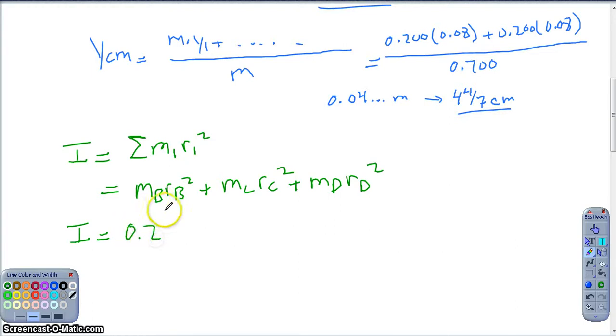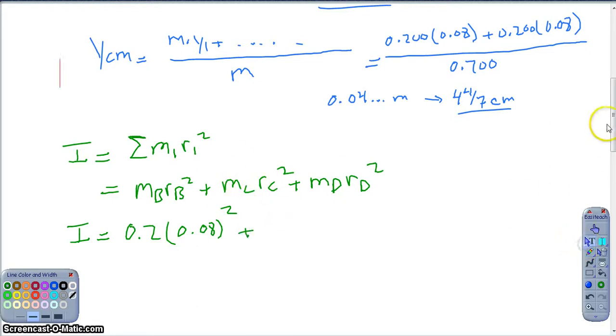But 0.200 kilograms again is the mass. Really, it's the mass for each one of these. The radius to object B would be 0.08 meters. And notice I am using my standard units, so I did convert these. Right, so I take that and I square that, and then plus my C.